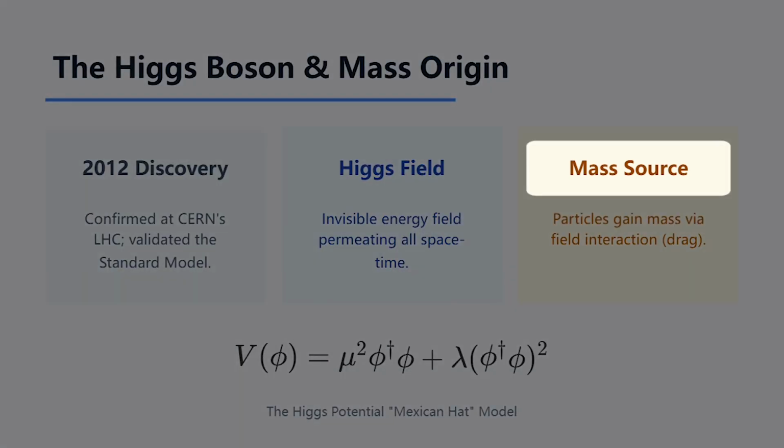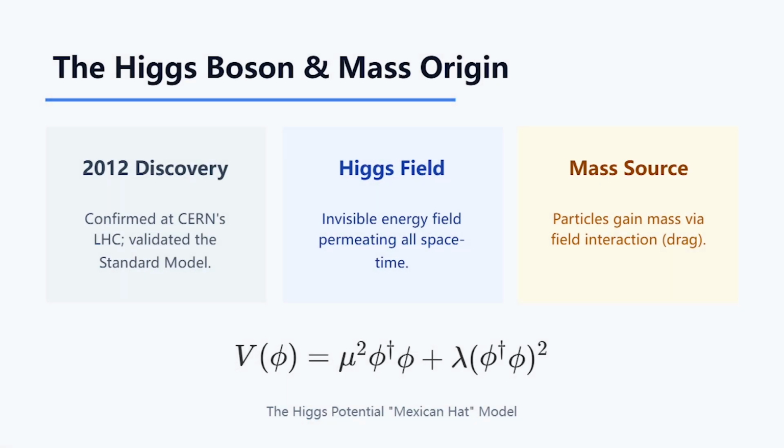Imagine the field as a thick syrup. As particles move through it, they interact with the field and experience a kind of drag. The more a particle sticks to this field, the more mass it gains. Without this interaction, everything would zip around at the speed of light.